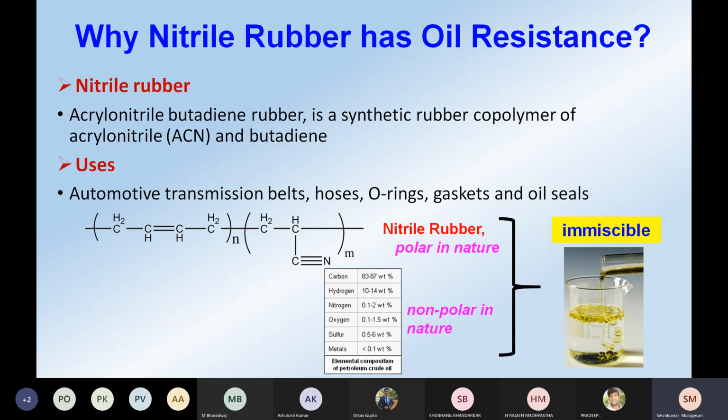Okay? Of course, nitrile rubber also has very good dynamic mechanical properties. Even at a temperature of around 80 degrees or so, it can bear more amount of oil resistance, etc. And apart from those things, they have also been used in types of belts, hoses, and O-rings, etc.